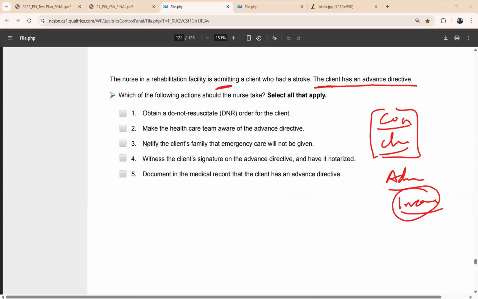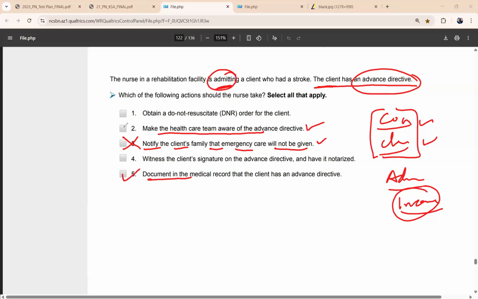Now look at this answer. It's saying notify the client's family that emergency care will not be given. Now guess what? Do we know what is on the advanced directive? No, because it's not stating the kind of emergency care the client doesn't want. So why should I notify the family member that emergency care will not be given? We are looking for a communication or documentation answer related to admission. This is communication right here. This is documentation right here. So 2 and 5 is definitely correct.